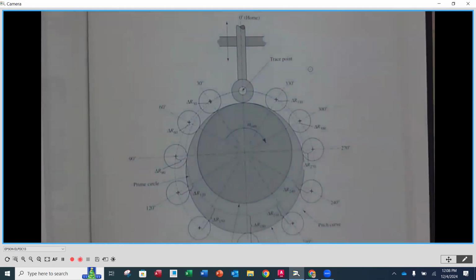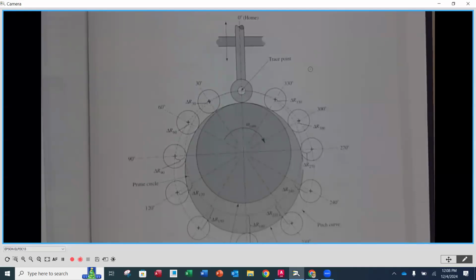This is an arrangement of one of the types that you're going to be doing for an assignment. As we look at this arrangement in terms of the follower in relationship to the center of rotation of the cam, this is considered an inline roller follower.